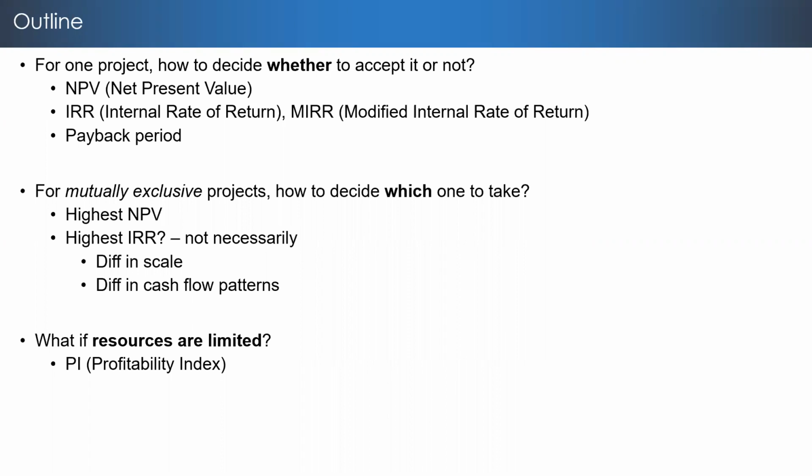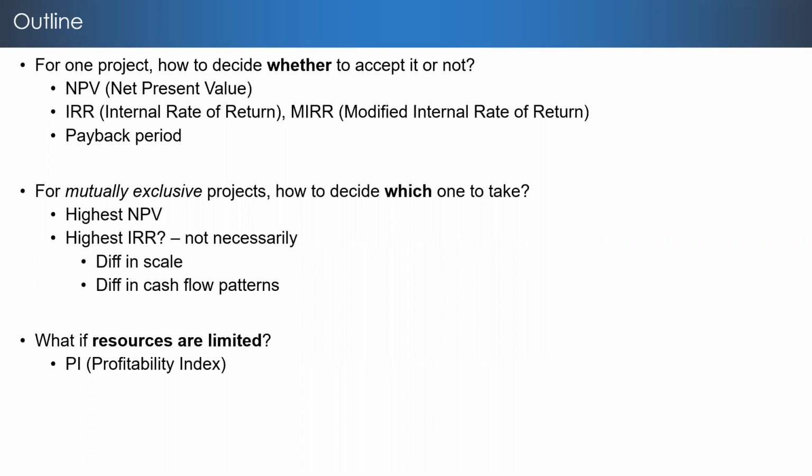We will talk about examples and also talk about the advantages and disadvantages of these rules. The second scenario is a little bit more complicated, meaning that we're facing multiple projects, particularly projects that we cannot take all together. If we can only take one out of many, how do we decide which one to take? Those projects are what we call mutually exclusive projects, meaning that if you take A, you cannot take B, and vice versa.